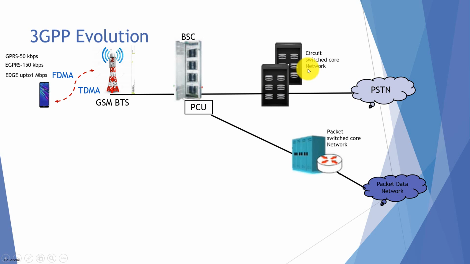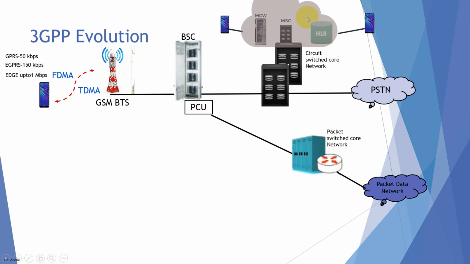Its main nodes are the MSC, Mobile Switching Center, Media Gateways, and HLR. All these nodes together have the responsibility of allowing any mobile subscriber to make voice calls within the network or to another network through the gateway MSC, of course.